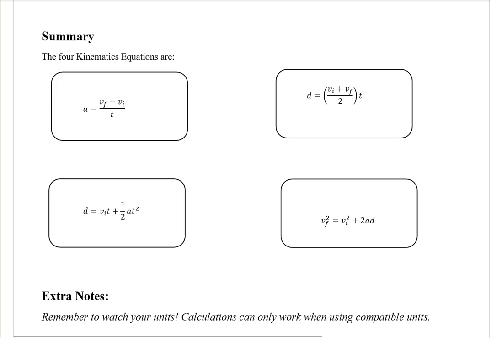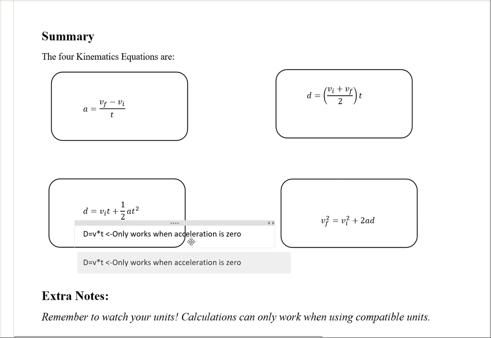If you have a simpler one, for example, if you have d is equal to v times t, which you might have done in grade 10, notice how that is actually the same as d is equal to vit plus half at squared, assuming acceleration is equal to 0. So this d is equal to v times t only works when the acceleration is 0. And since this whole unit is about accelerated motion, that's not going to happen very often. This d is equal to v times t, do not rely on it. It's actually a bad formula.